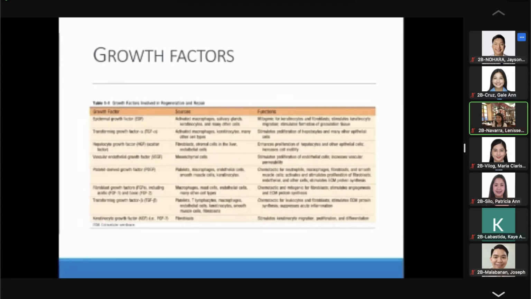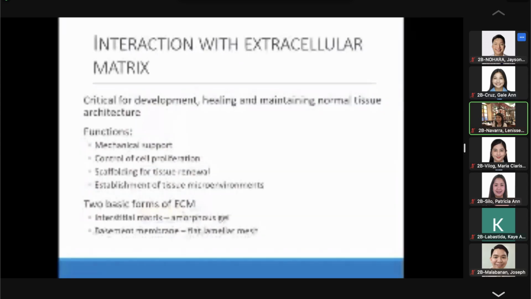TGF beta or transforming growth factor, these have multiple and opposing effects depending on the tissues and concurrent signals. So the extracellular matrix is critical for development, healing, and maintaining normal tissue architecture. Its functions include mechanical support for anchoring and cell migration and maintenance of polarity, control of cell proliferation by binding and displaying growth factors.